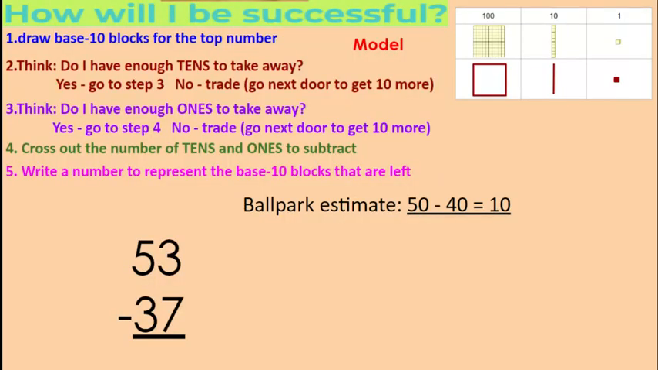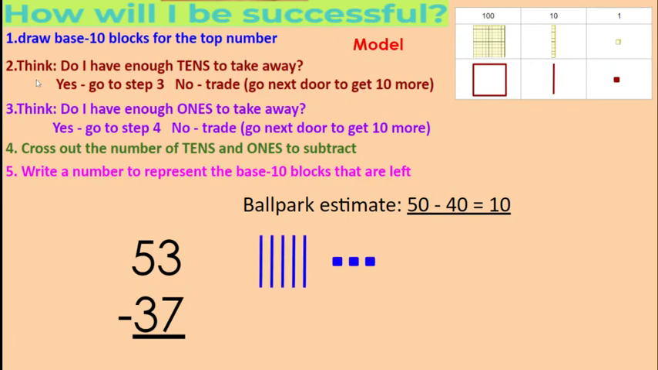Yesterday we talked about ballpark estimates. Today, the ballpark estimates are already done for you. In this example for 53 minus 37, my ballpark estimate is 50 minus 40 equals 10. So my answer should be around 10. All right, let's see how I can be successful. I need to draw base 10 blocks for the top number. If I draw 53, that would be 5 10s and 3 1s.